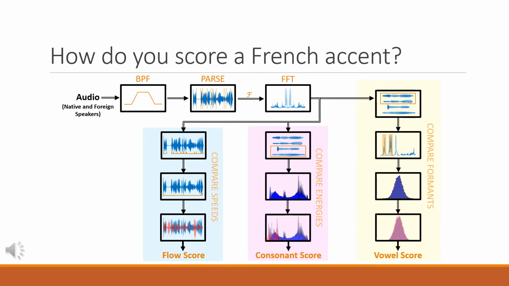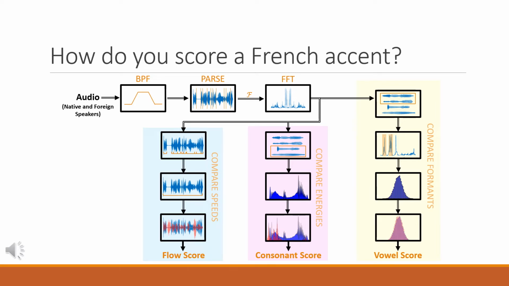The comparison is made through 4 stages. In the pre-processing stage, noise is reduced, the recordings are parsed into words, and the frequency spectra of these words are created. The flow stage determines how smoothly the foreign speaker is reading the French sentences. This is calculated by comparing the amount of empty space in and the lengths of the audio files between the native and foreign speakers. The consonant stage determines how well the foreign speaker pronounces consonants.